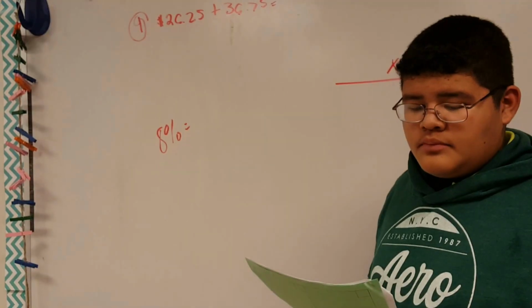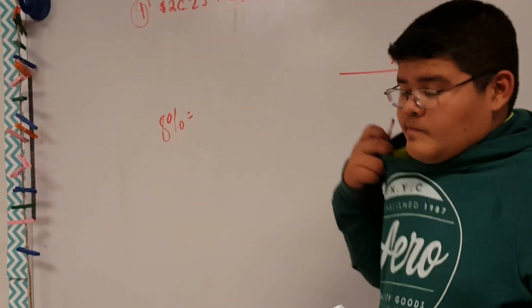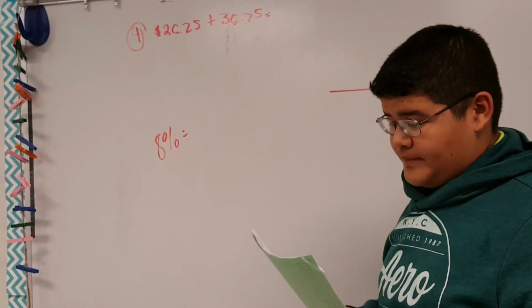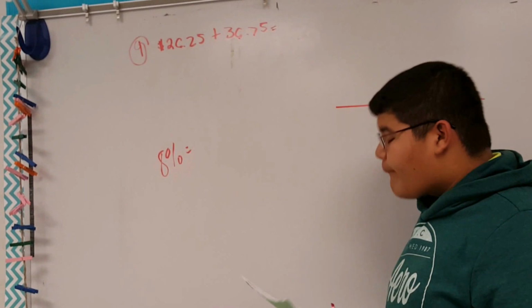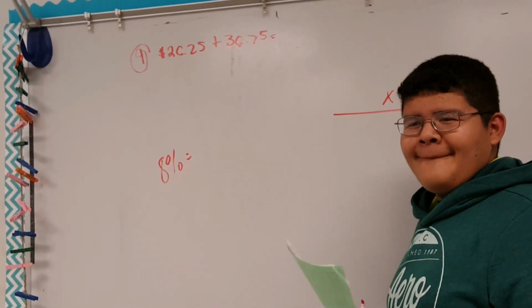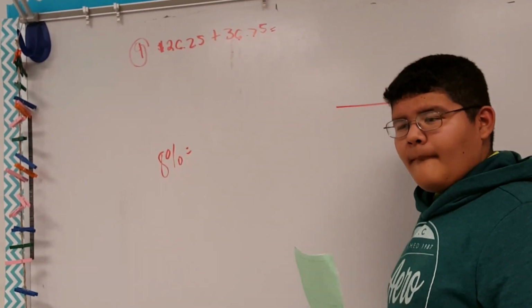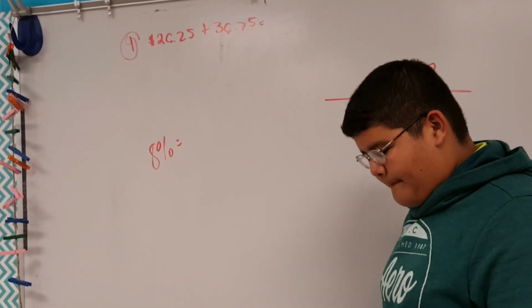Number 9. Miss A and two friends agreed to split the cost of going to a movie. They spent a total of $26.25 for the ticket, $36.75 for snacks and 8% sales tax. How much did each person pay?